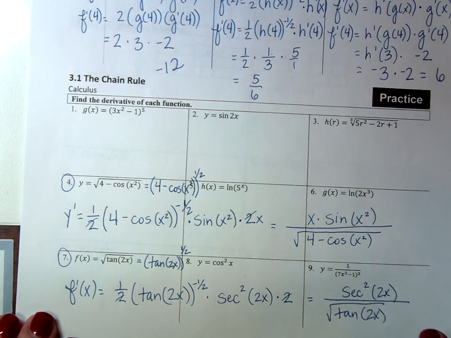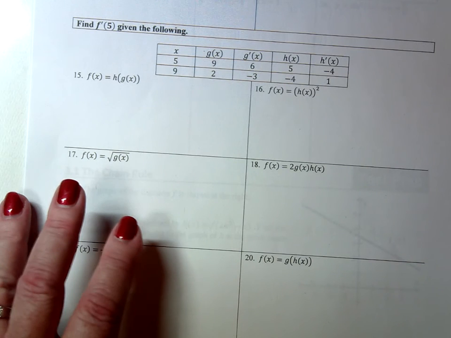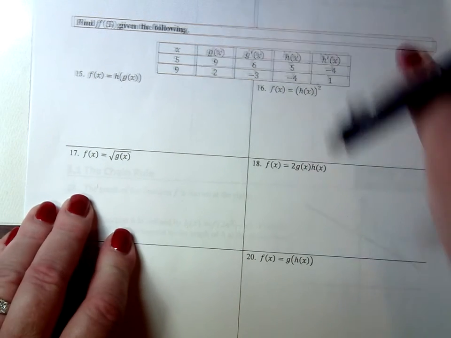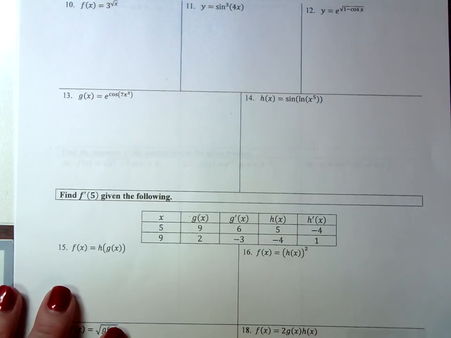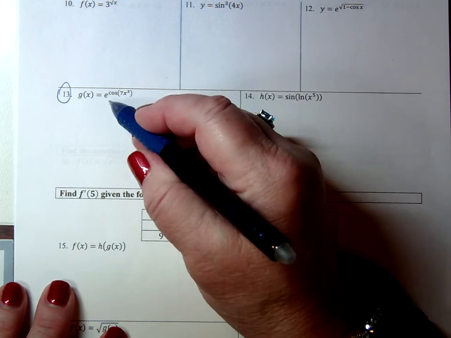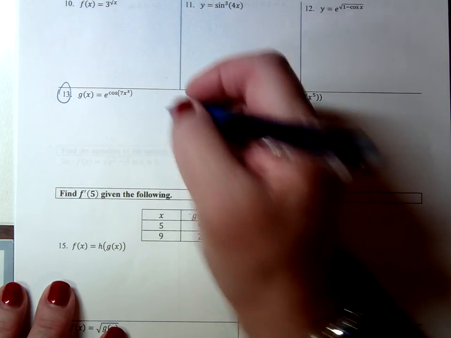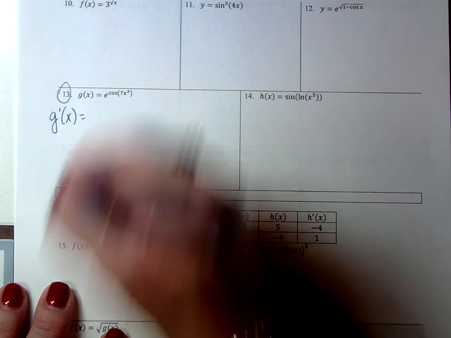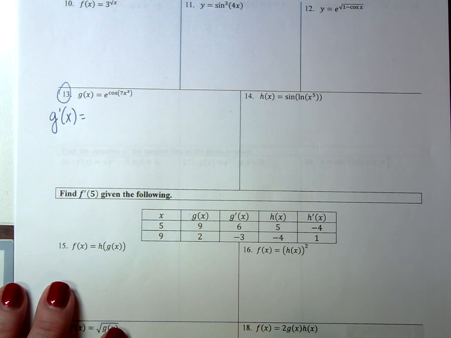Okay, try a few more and then we'll be done. I have number 13 is next on my list. 13. So this is an e. So we haven't seen e's for a little bit. I'm finding a g prime of x. This is still, just find the derivative as the directions that I've got.